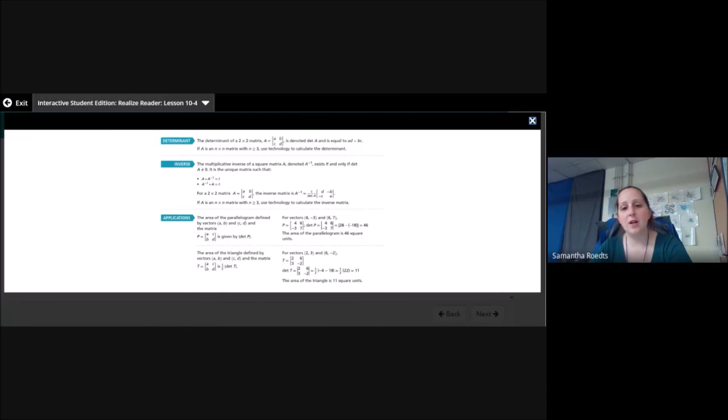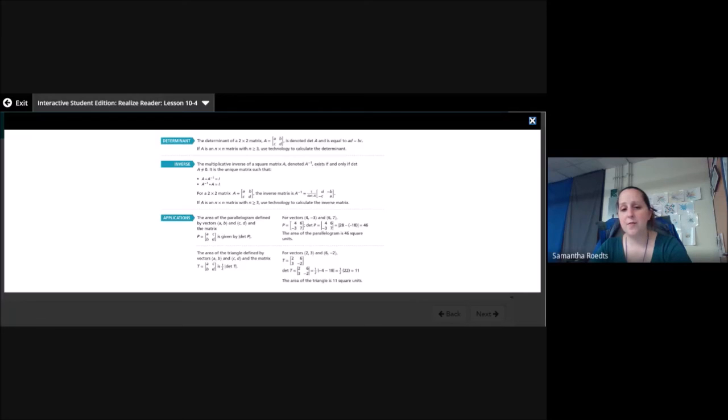Applications. The area of the parallelogram defined by vectors A, B, and C, D, and the matrix P equals A, C, B, D is given by the absolute value of determinant P. So for example, for vectors 4, negative 3, and 6, 7, my matrix P becomes 4, 6, negative 3, 7. The determinant P is the absolute value of 28 minus negative 18, or 46. So the area of the parallelogram is 46 square units.